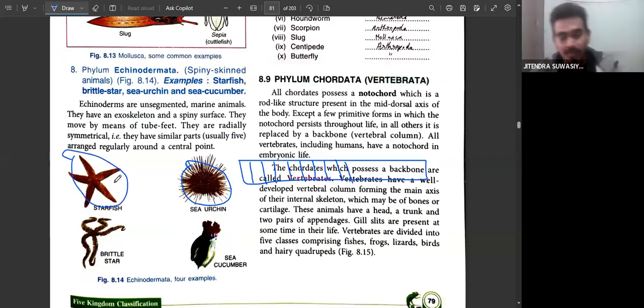Oh, that is a starfish. But we cannot see an annulus pattern. So that's why it is unsegmented. And it is a marine animal. So they have an exoskeleton. And what is an exoskeleton? So exoskeleton is the primary role of the skeleton.